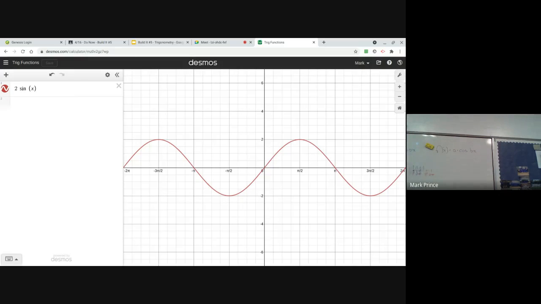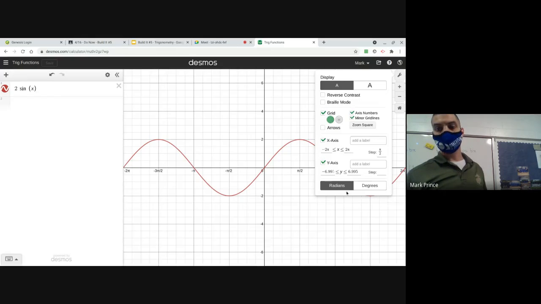How do you change degrees to radians? Press the wrench. It should already be in radians. Sorry, it's already in radians. All right, we have to leave it alone. We're in radians.